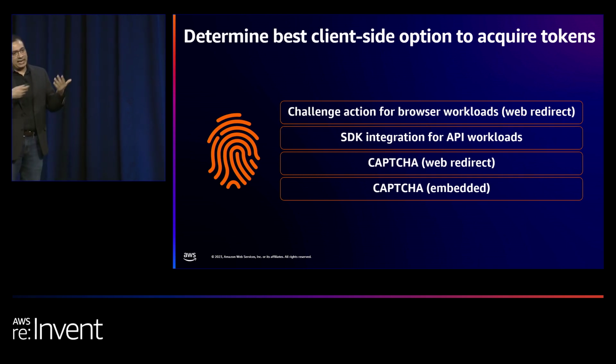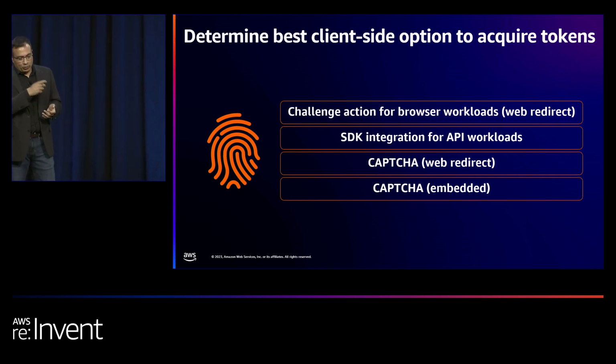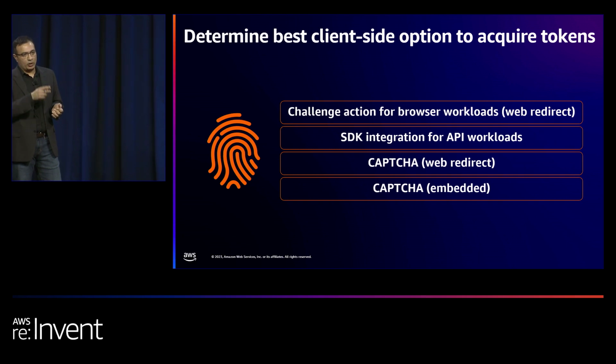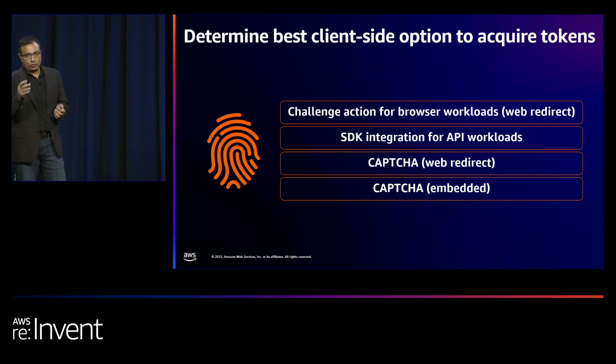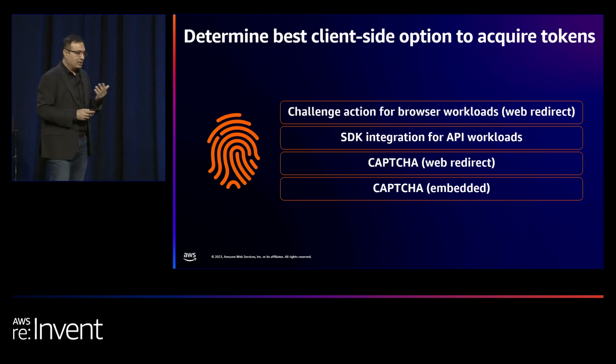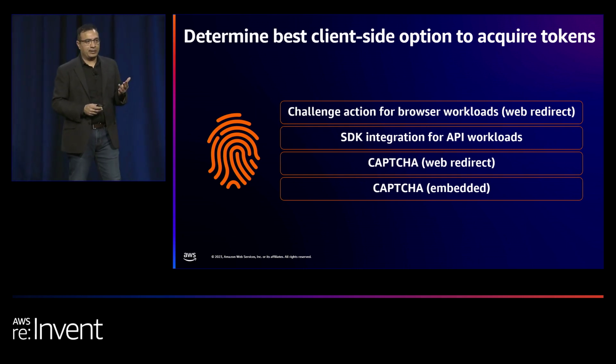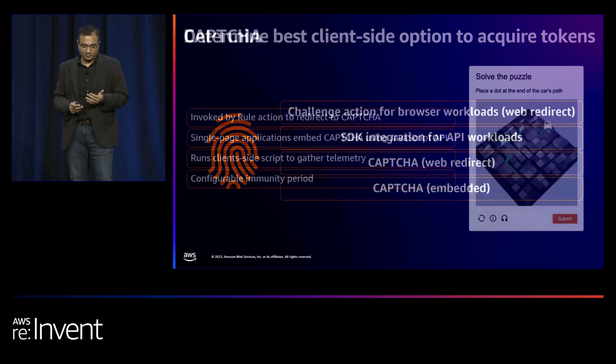So as you integrate with targeted bots, you want to think about what is the best option for your different workloads and applications to help AWS WAF acquire a token and understand the clients.